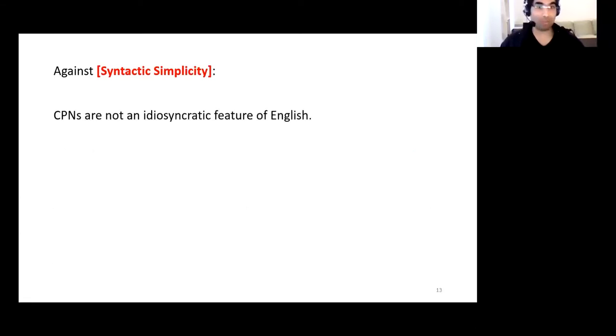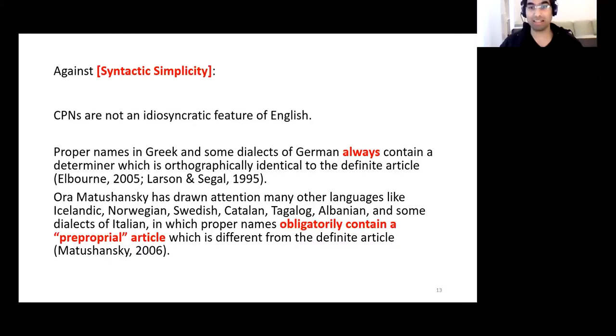And these complex names are not an idiosyncratic feature of English. Proper names in Greek and some dialects of German always contain a determiner which is orthographically identical to the definite article. And Ora Matushansky has drawn attention to other languages like Icelandic, Norwegian, Swedish, Catalan, Tagalog, Albanian, and some dialects of Italian, in which proper names obligatorily contain a pre-proprial article. It's a special article which attaches only with names, which is different from the definite article.